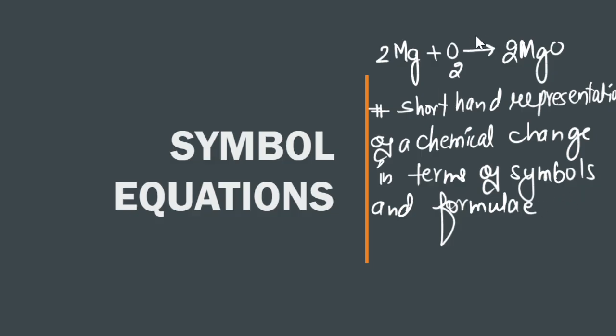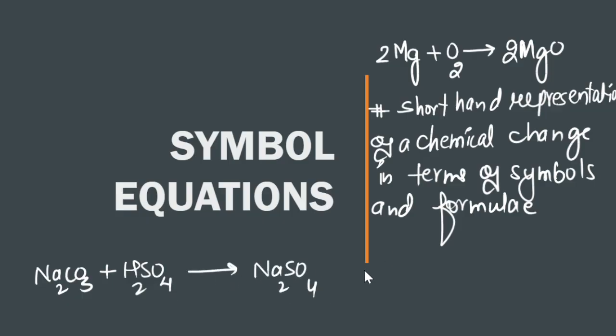Okay, so we've taken an example on the top. So we're taking the symbols and formulae of the substances which are used. Now, if we have an equation like Na2CO3 plus H2SO4 to give us Na2SO4 plus H2CO3. So this is a symbol equation which is telling us that sodium carbonate is reacting with sulfuric acid to give us sodium sulfate and carbonic acid.